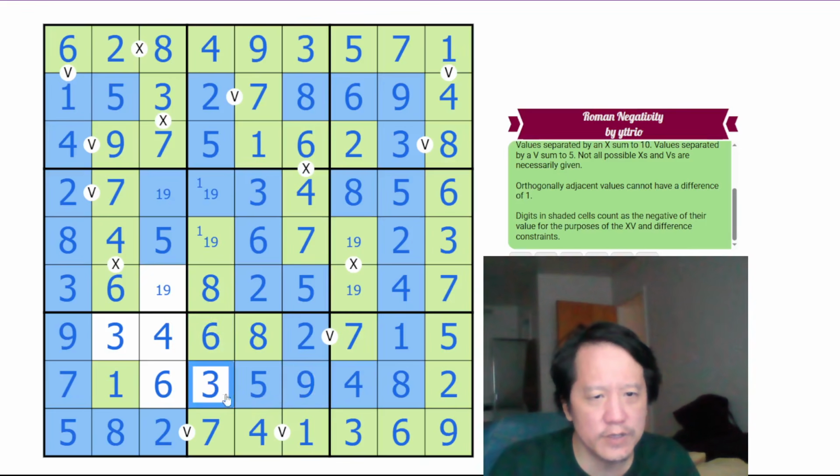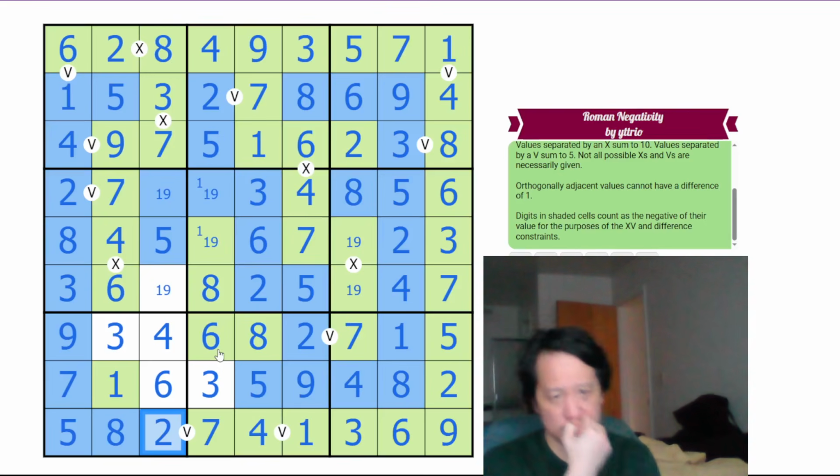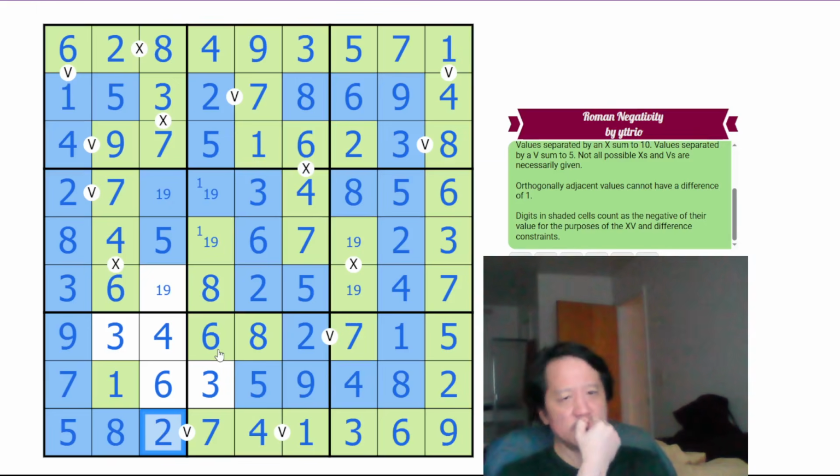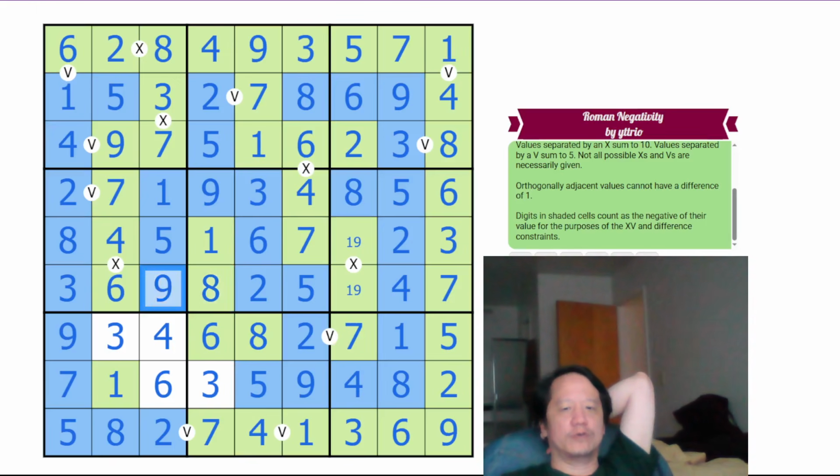6, 3. 8 and 9 would be consecutive, so this must be 1, which makes this 9, which makes that 1. So this is 9 here. That would leave that as 1 and 9 there. This 9 would be consecutive with 8 if it's green, so this must be blue. 6 and 8 there.